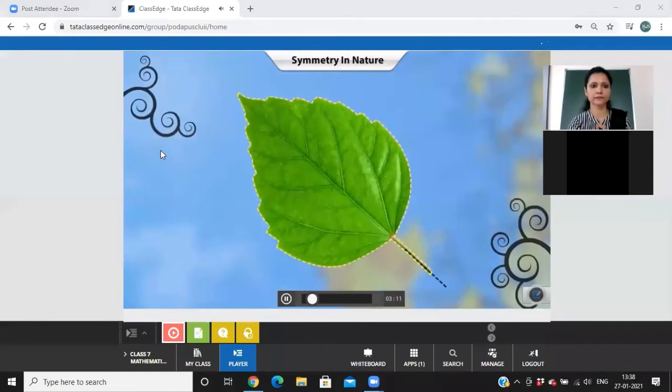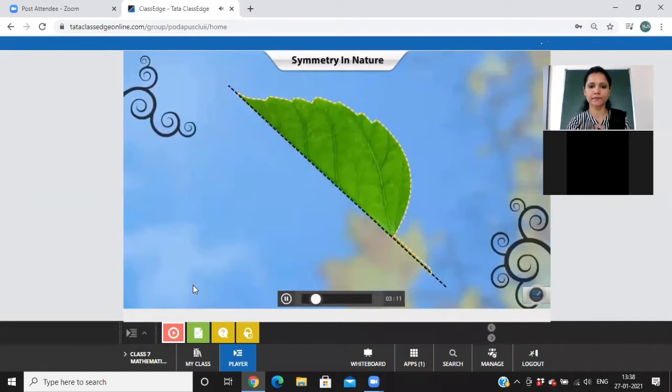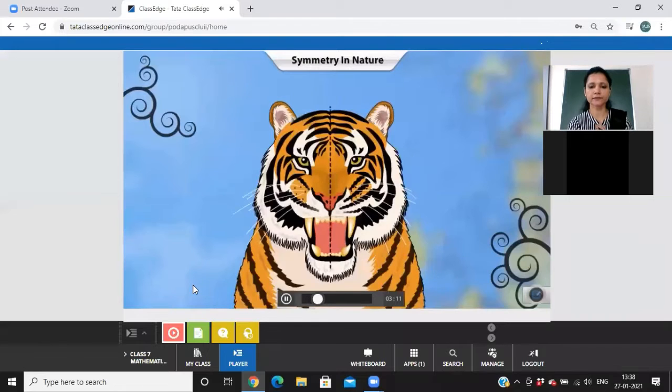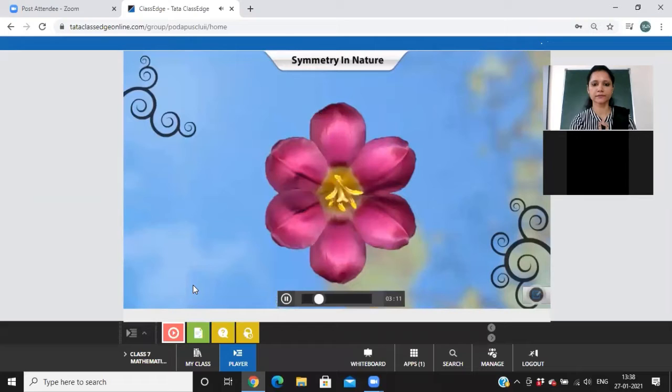We can draw a line such that the line divides the shape into two equal halves. So as you can see, this line is dividing this leaf into two equal halves, and if you will fold the leaf, the two halves will completely overlap. So this is the line of symmetry for the leaf. Half looks like a mirror image of the other. Some shapes can be divided into equal halves through more than one line, as in the case of this flower.